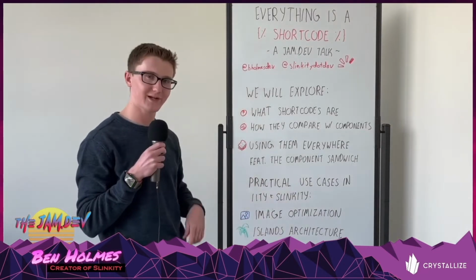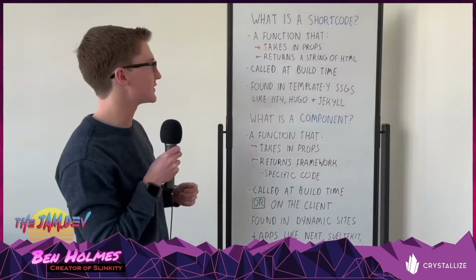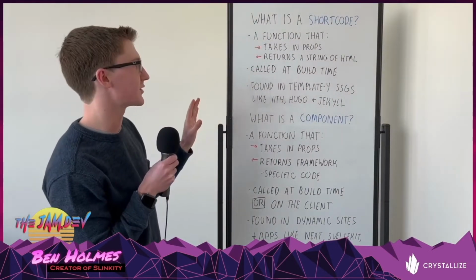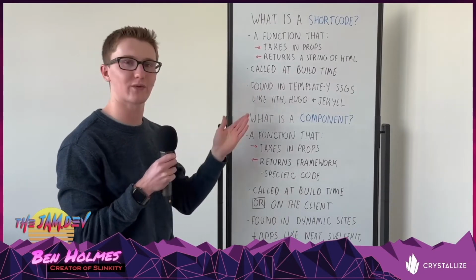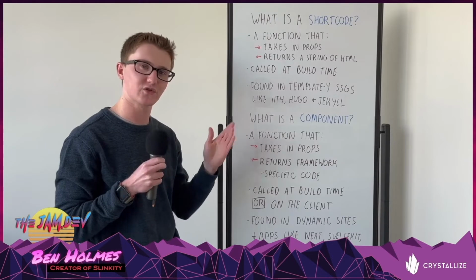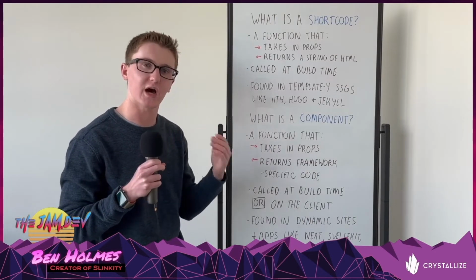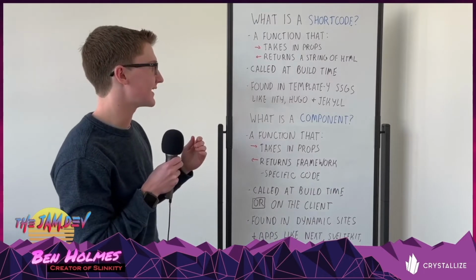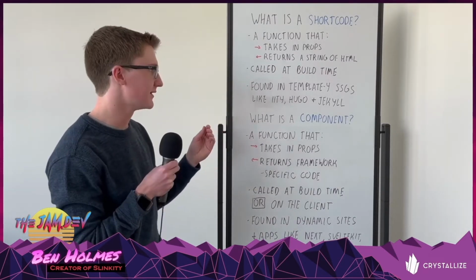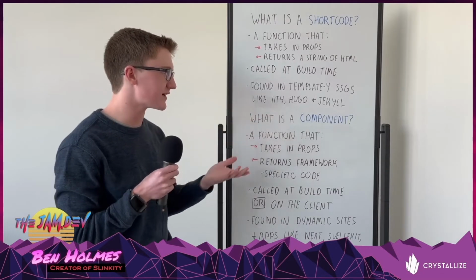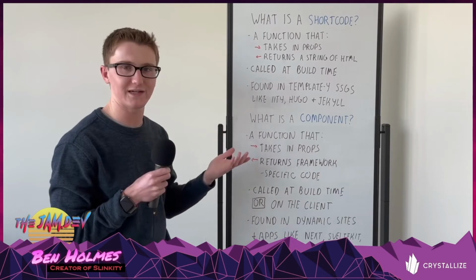Before we get into that, I want to go over some definitions. First off, what is a shortcode? Well, it's a function that takes in a set of props and returns a string of HTML, like taking in the source and alt of an image and returning a stringified picture element that is optimized for your website. These shortcodes are called at build time, during the pre-rendering step, and they're often found in template static site generators like Jekyll from the olden days, and Eleventy and Hugo.